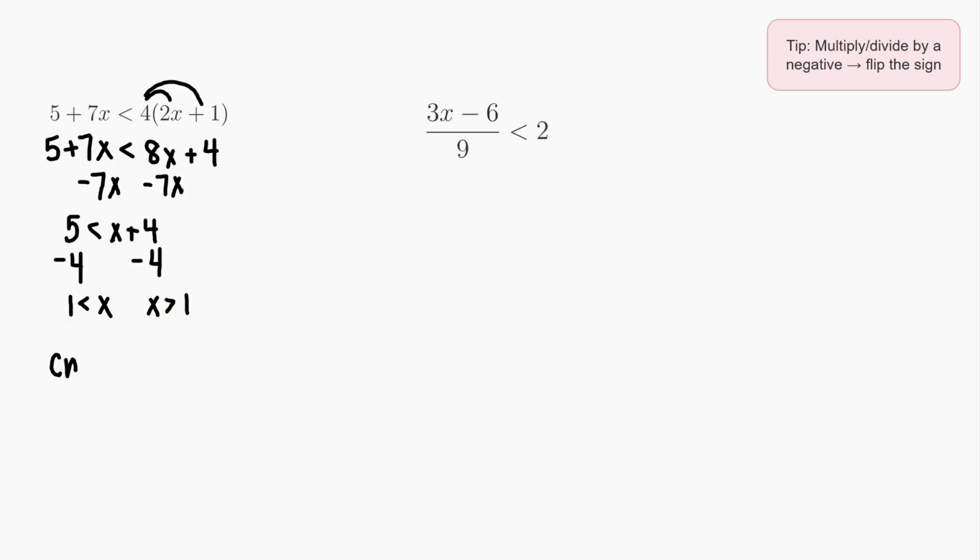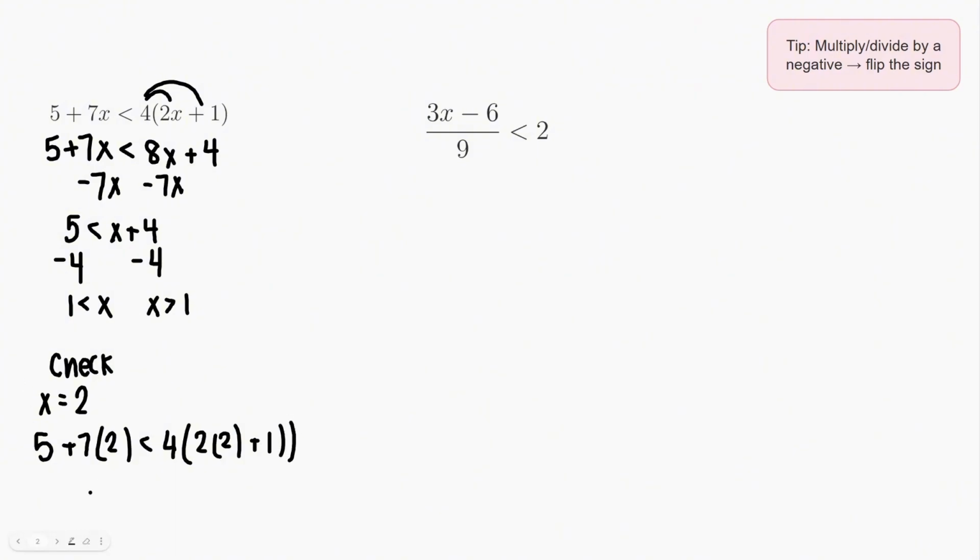Now, let's check our answer. Any answer where x is greater than 1 should work, so let's try x equals 2. So we'll plug our 2 back into this equation. We get 5 plus 7x is less than 4 times 2 times 2 plus 1. This gives us 5 plus 14 is less than 4 times 4 plus 1.